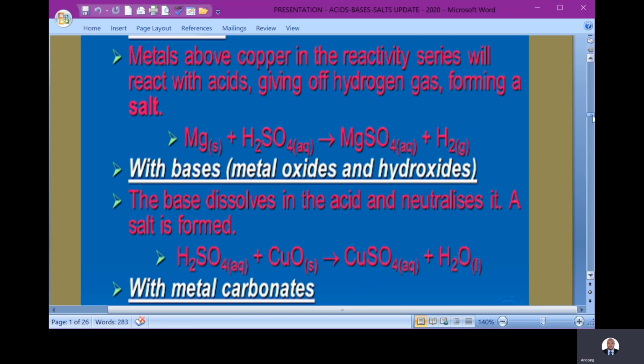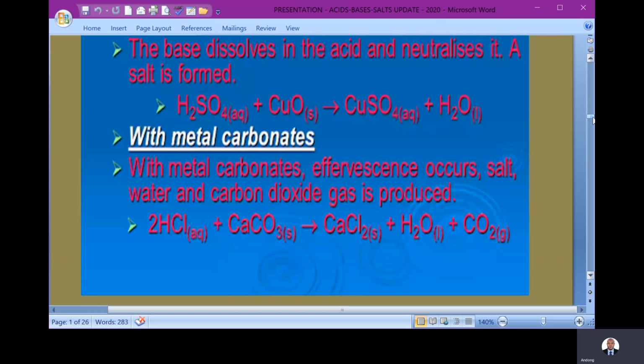Thirdly, acid will also react with carbonates. When acid reacts with carbonates, you will see effervescence. Bubbles of gas are released during the chemical reaction. In that case, when an acid reacts with a carbonate, a salt is formed.